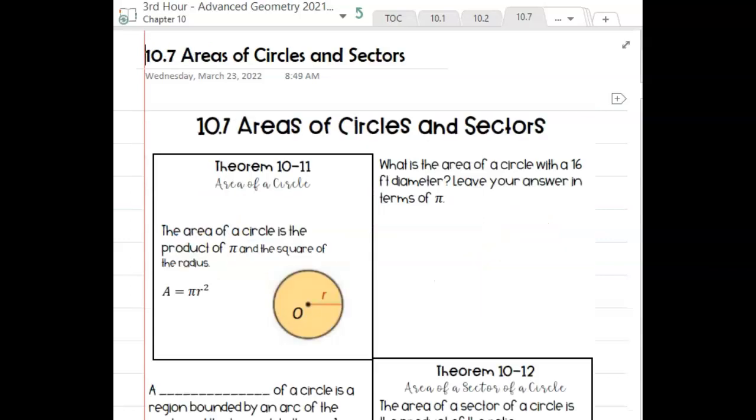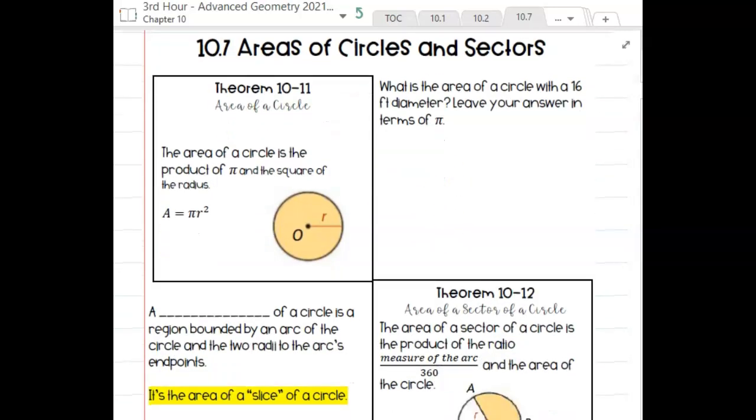So, talking about area today, the big thing with area as opposed to circumference: with circumference you could have either the radius or the diameter because we had both of those formulas. For area, this is Theorem 10-11. We've talked about area of a circle before, just haven't done a whole lot with it. To find the area of a circle, you have to have the radius. If you have the diameter, you have to divide it by 2, half of that, to get the radius. But to find the area of a circle, you take pi r squared.